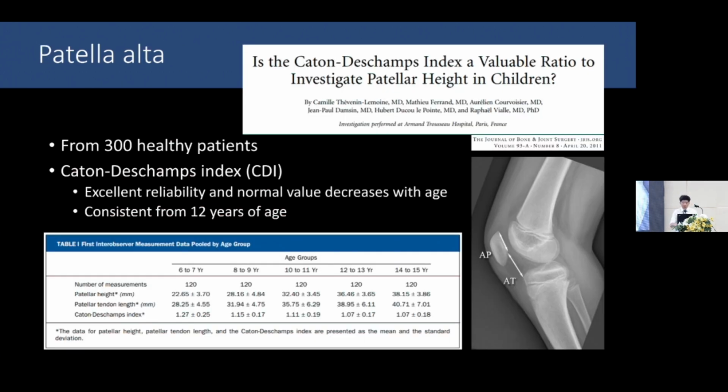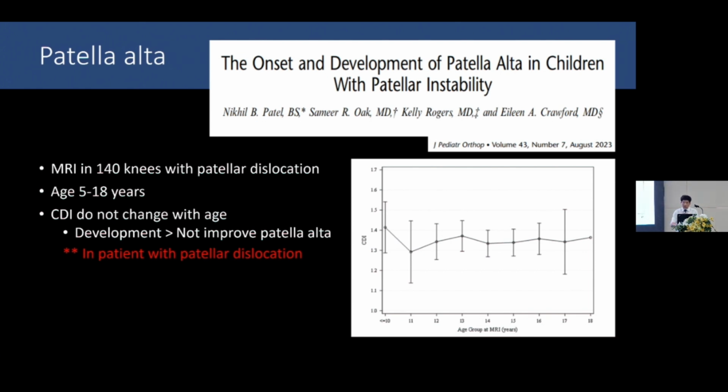About the patella alta, we can use the Caton-Deschamps index for measurement. The research from France included 300 healthy children and found that the Caton-Deschamps index had excellent reliability with normal value decreasing with age. The index was consistent starting at 12 years old. The research on patella alta in children with patellar dislocation involved MRI scans of 140 knees. The study found that the index does not change with age in children with patellar dislocation, meaning in patellar dislocation, development does not improve patella alta.